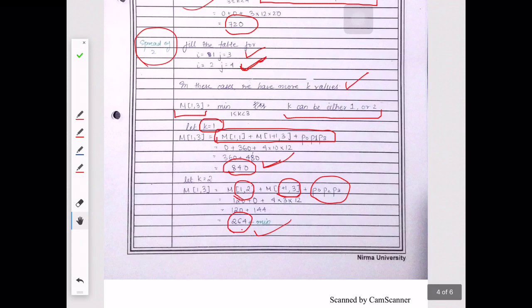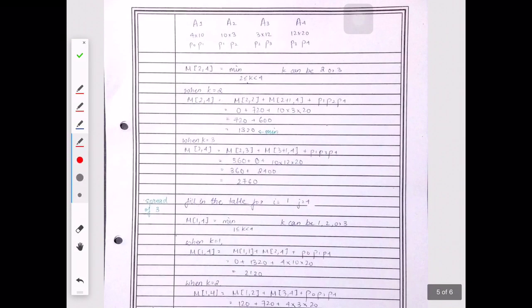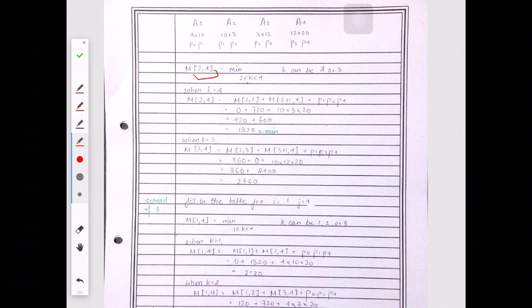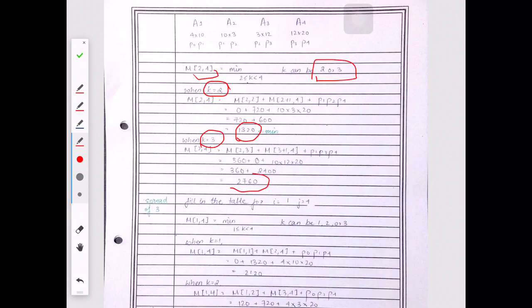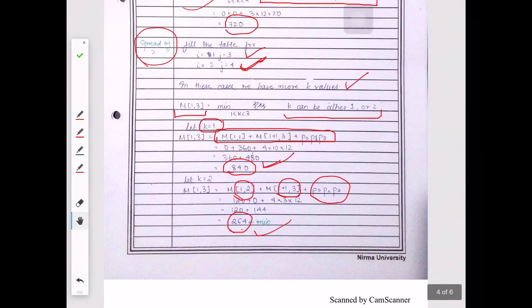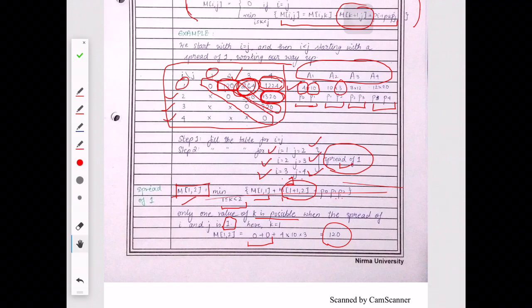Similarly, we calculate the next value, which is m of 2 and 4, and again k can be either 2 or 3. So for k equal to 2, we got a value of 1320, and when k is equal to 3, when you apply the formula, you would get 2760, and obviously we get 1320 as the minimum, and so we update our table and we have 1320 over here, right?